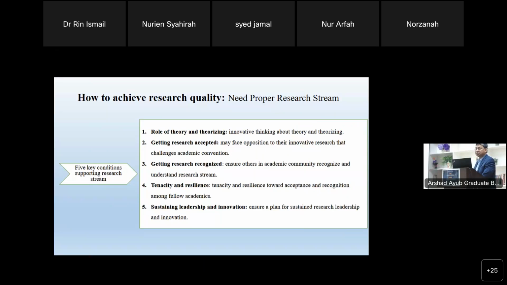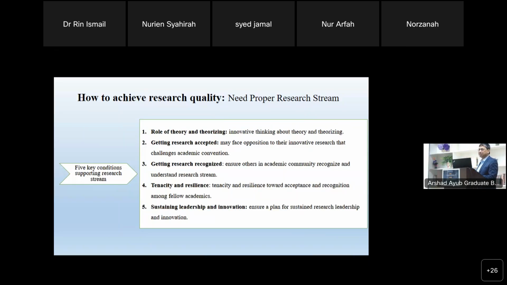Number 5, sustaining leadership and innovation: ensure a plan for sustained research leadership and innovation. This is what we call the life cycle of research production. Now I'm at the stage of my life where I have people working with me under my leadership and guidance. It's not like when I started my own research and got my hands dirty. Now those who work under me get their hands dirty, so I provide the leadership so that ultimately I get this paper written, submitted and accepted.